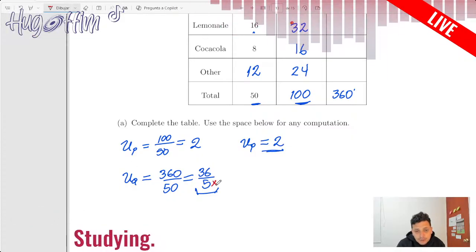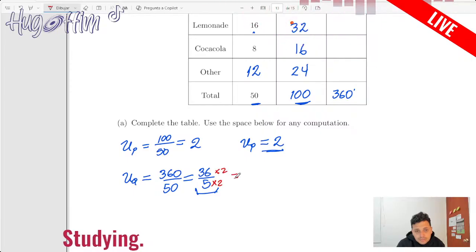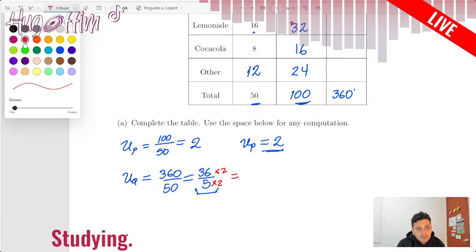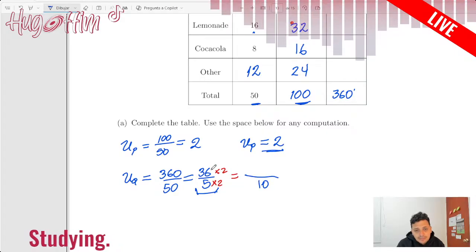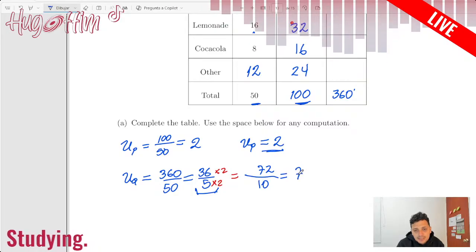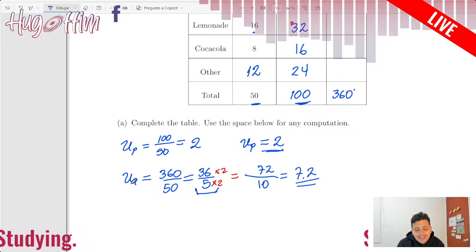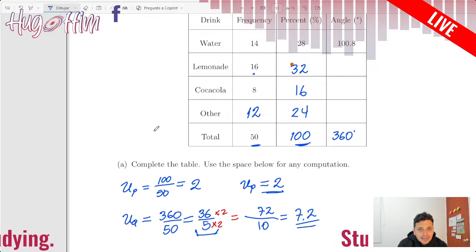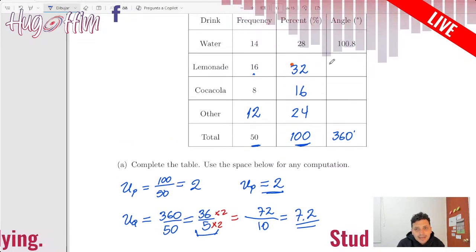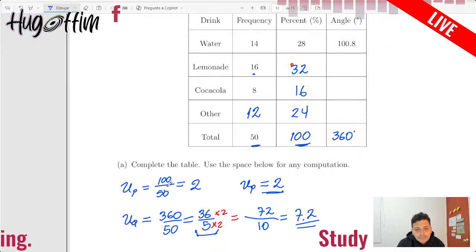As it is over 5, I'm going to multiply by 2 to get the decimal form. 5 times 2 is 10. 36 times 2 is 72. 72 divided by 10 is 7.2. So the unitary angle is 7.2. So now I just need to multiply each value by 7.2.